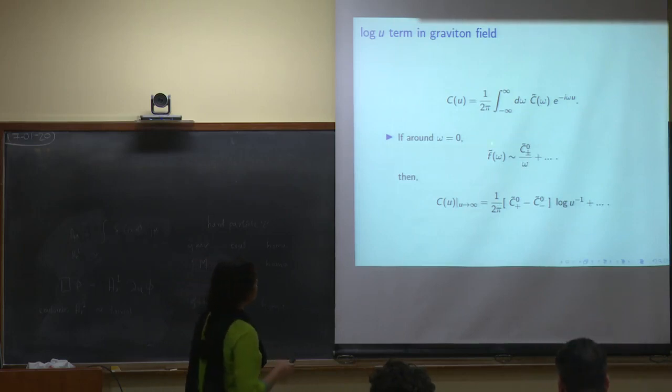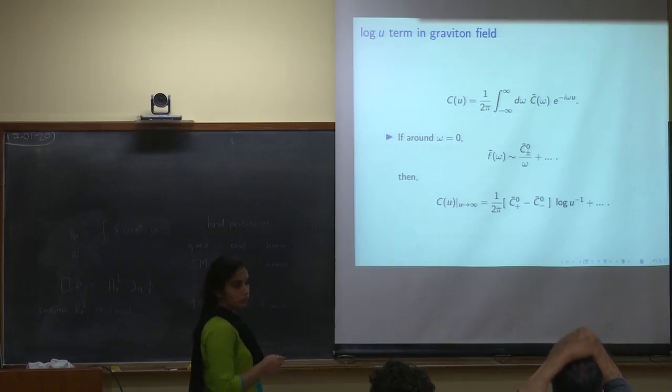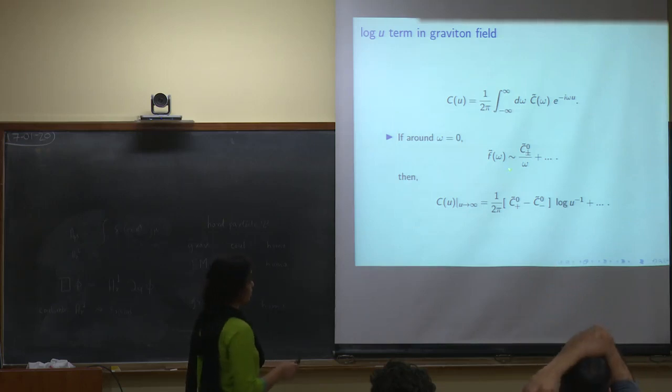Now from the soft theorem, I know that around omega goes to 0 it has a 1 over omega term. Meaning some soft gravitons are emitted from the leading soft theorem. That's the statement. Yes. Okay.